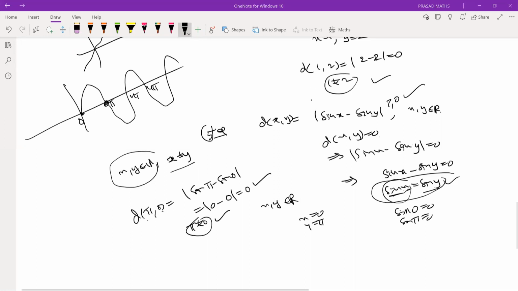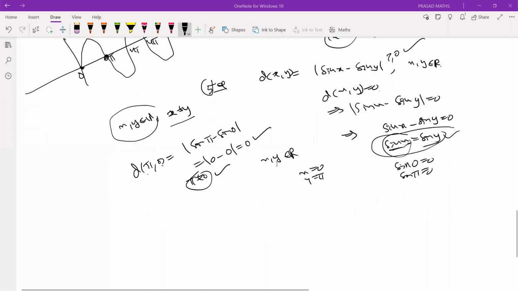So this is not a metric. What is the problem here? The problem is that the domain is R. When you take the domain as R, you get a problem because it is not a one-to-one function; it is a periodic function. So once you restrict the domain, say to 0 to pi by 2, the same problem.